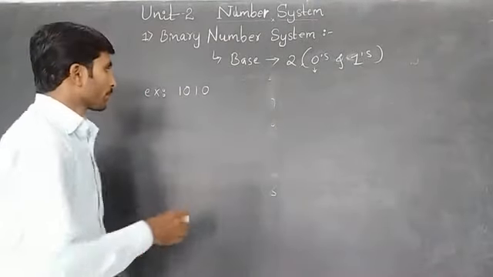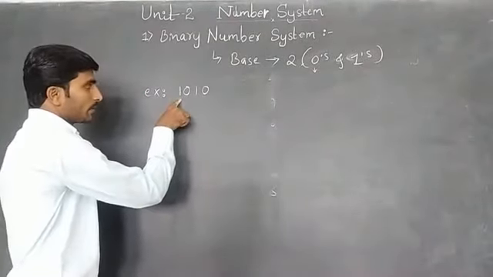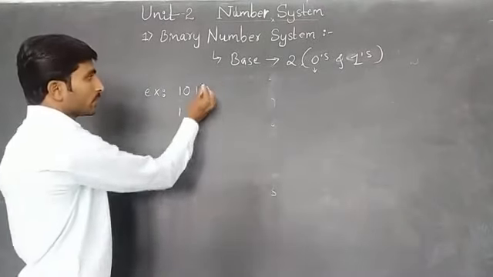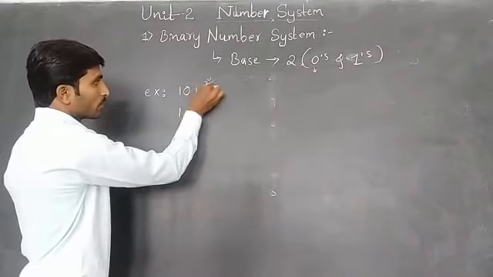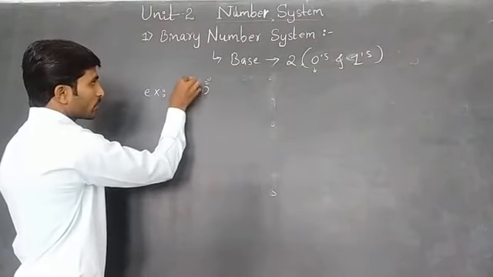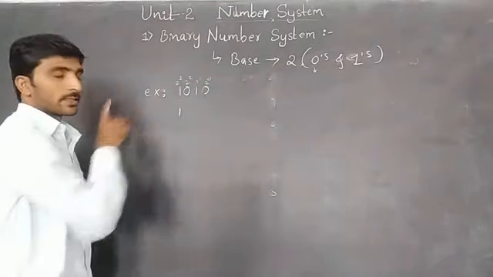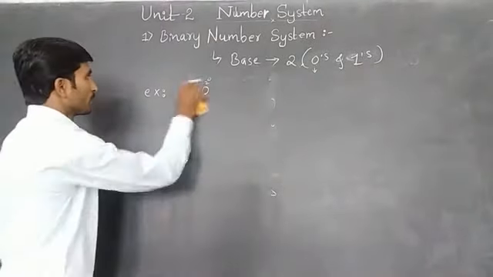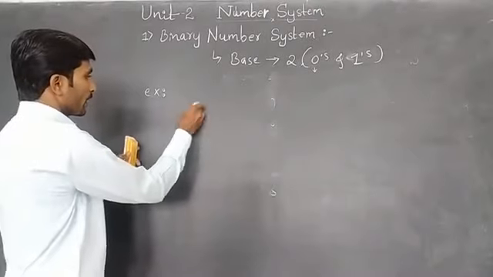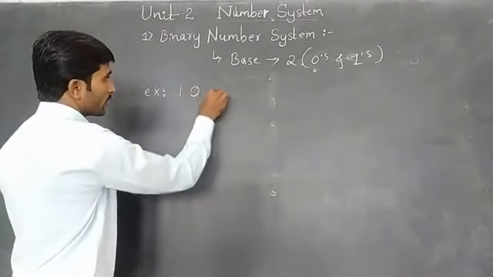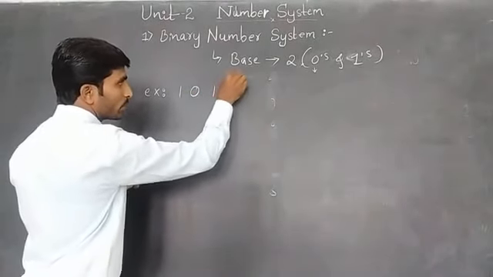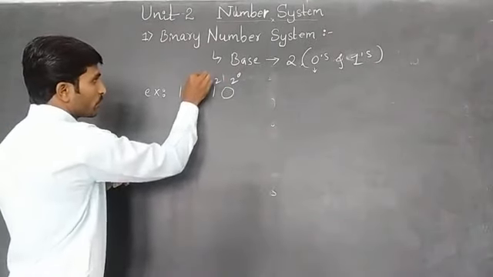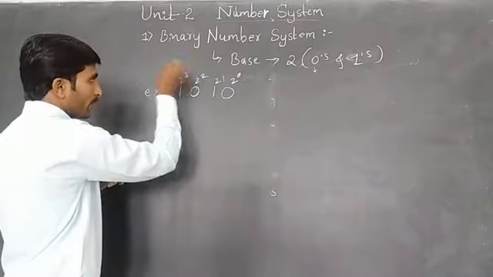Now what you have to do? First you have to assume the positions. This is the 0th position: 2 to the 0, 2 to the 1, 2 to the 2, 2 to the 3. You have to write like this because we have to identify the positions. This is the example 1010. This is the position of 2 to the 0, this is 2 to the 1, this is 2 to the 2, and this is 2 to the 3.